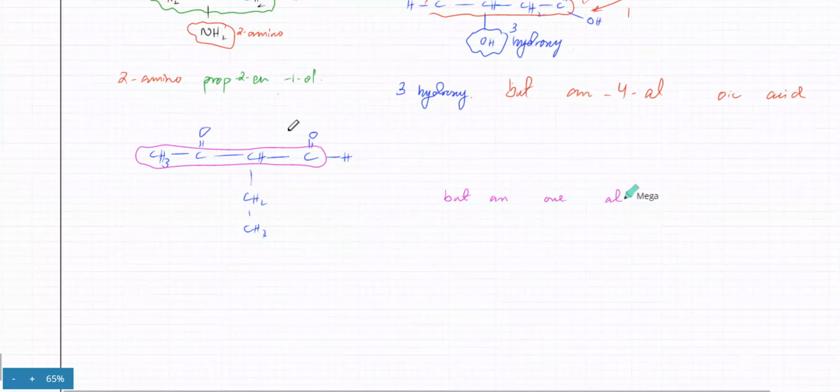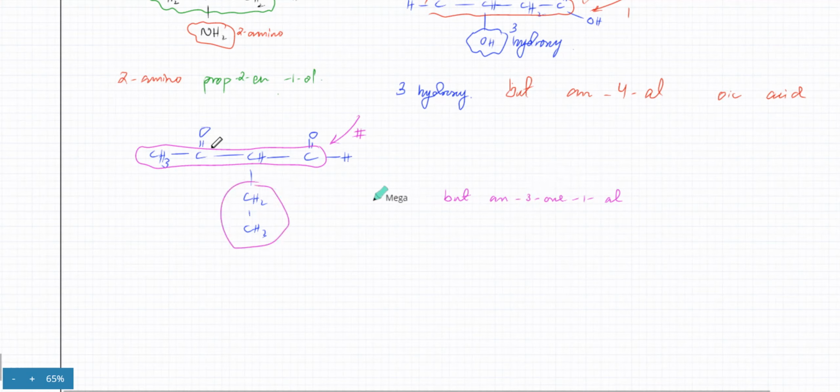The numbering would be done because aldehyde is more important. So all the numbering would be done to give a smaller number to the aldehyde group. The aldehyde group would be at 1. You don't have to write 1, but even if you write it, it's fine. The ketone would then be at position number 3. So that would be 3-one and 1-al. And this would be your branch. The branch is 2 carbon atoms, so that's ethyl, and the position is position number 2. All the counting is being done from this side. Okay, clear? Bhaskar, is this clear?